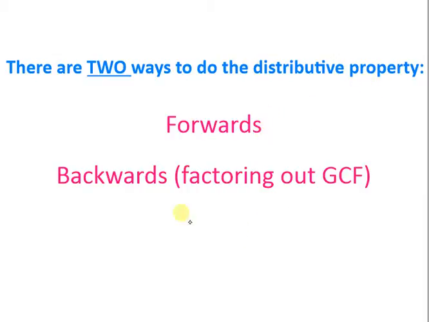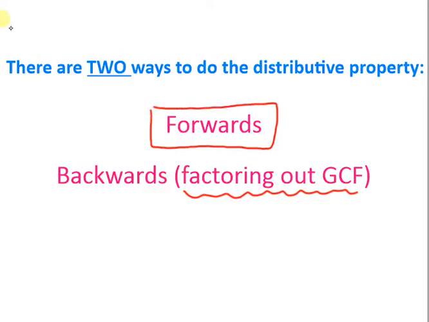There's the forwards and there's backwards. And backwards is also called factoring out the GCF. And this is actually the more formal name, factoring out GCF. This is the way you'll see it on the EOGs or on MAP testing or other standardized testing. But today we're only going to focus on forwards. We're going to do backwards in a completely separate lesson.